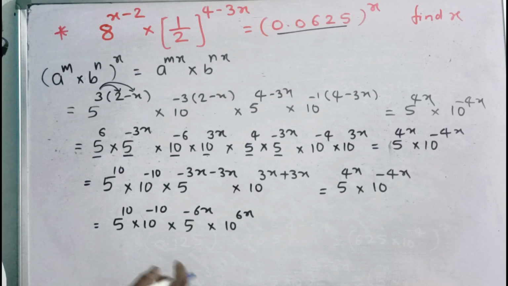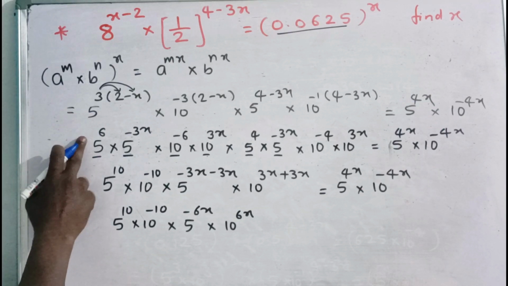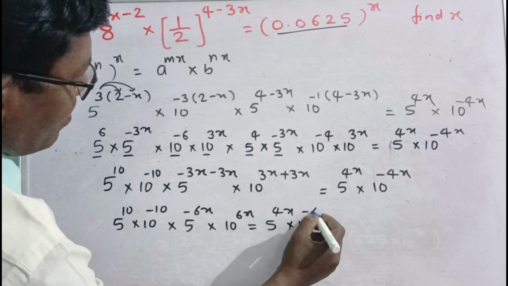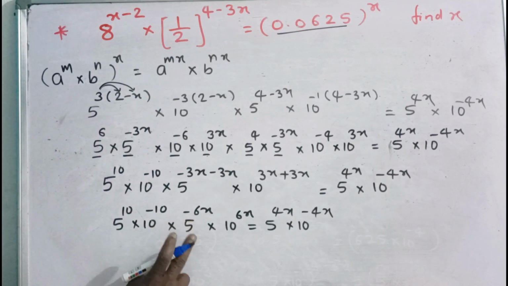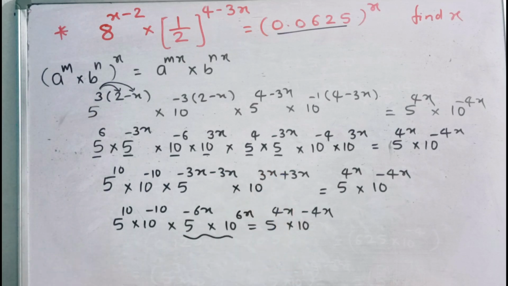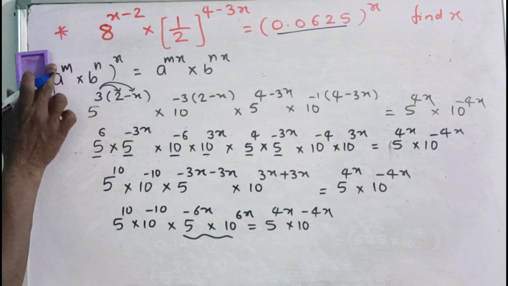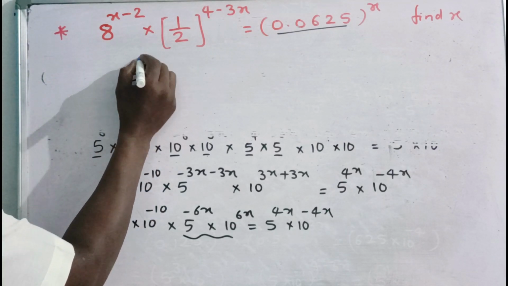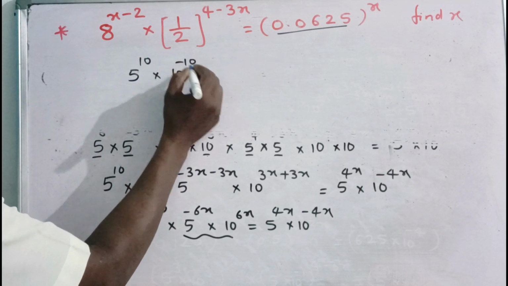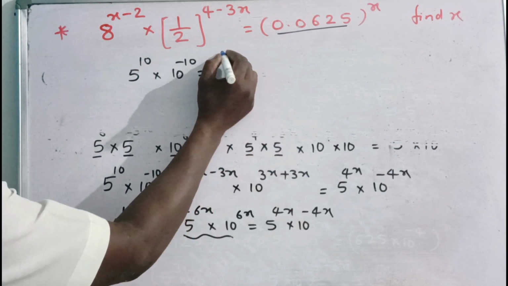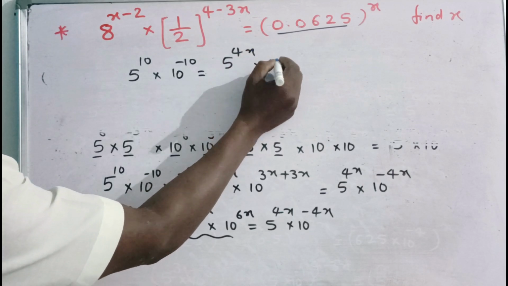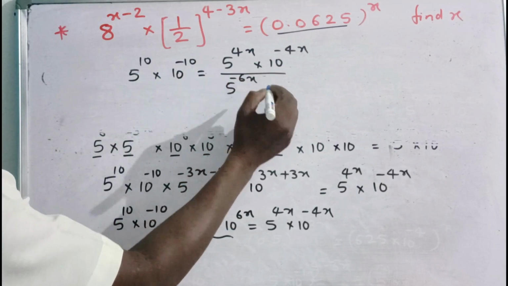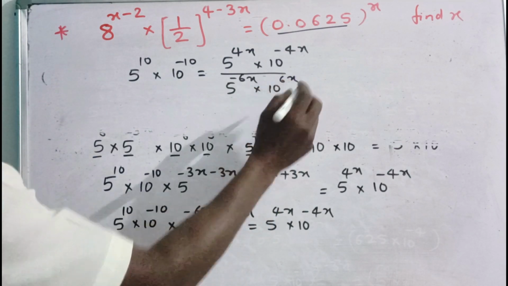एक टर्म को इधर लेके जाएंगे: 5 raised to the power 4x into 10 raised to the power minus 4x. x वाले टर्म उधर लेके जाएंगे, क्या होगा? 5 raised to the power 10 into 10 raised to the power minus 10 is equal to मल्टीप्लिकेशन का डिवीजन में जाएगा: 5 raised to the power 4x into 10 raised to the power minus 4x divided by 5 raised to the power minus 6x into 10 raised to the power 6x.